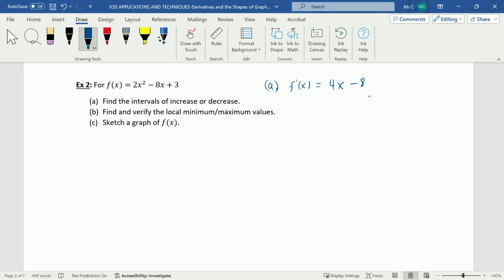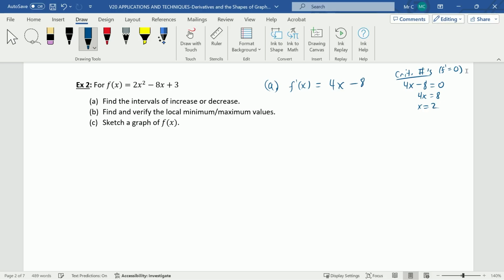Now, the first thing I want to do is find my critical numbers. Find where the derivative is 0 or doesn't exist. Well, this is a polynomial, so the derivative always exists. So all I have to worry about in this case is where this thing is 0. So we get 4x equals 8. So x equals 2. All right, remember that's where f prime is 0 here.